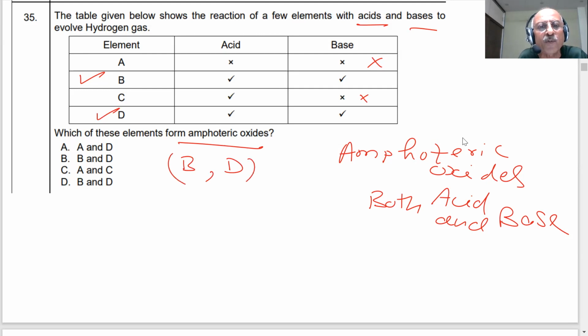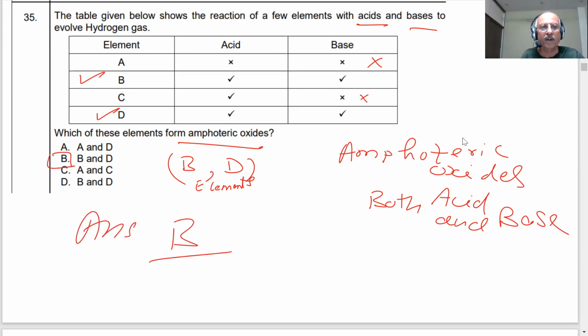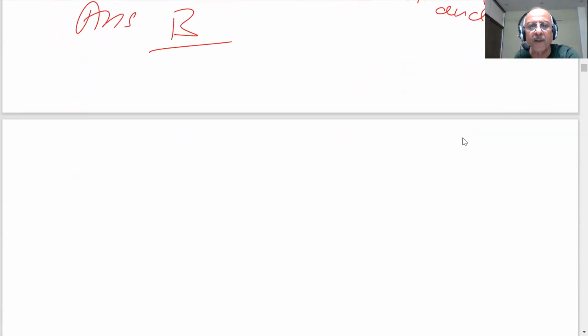Where are B and D, students? Elements B and D. Where are they? The answer is B. Our answer to the question is B, student. B and D are the two elements which can form amphoteric oxides, which will react with both acid and base. Okay. Next question.